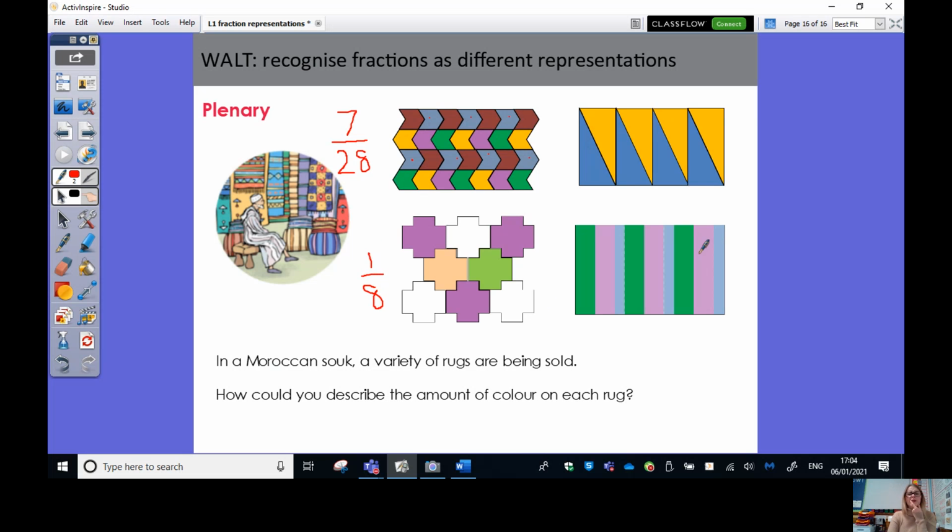And then this is the one I really want to talk about, because I'm hoping you didn't write any fractions down for this one, because there's something really important I told you at the beginning of the lesson. And that was that they have to have equal parts. And this one does not have equal parts. So I cannot begin to describe those parts as a fraction. Okay, so hopefully that was clear and you've understood that.